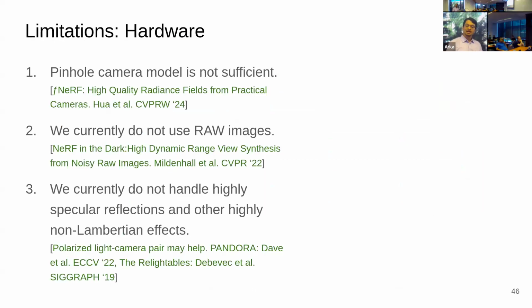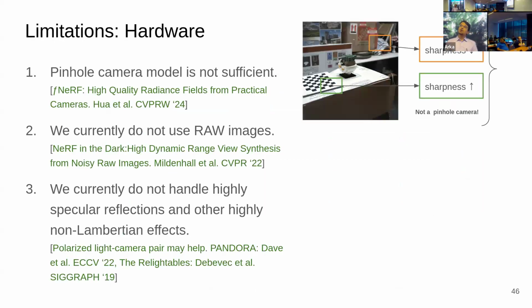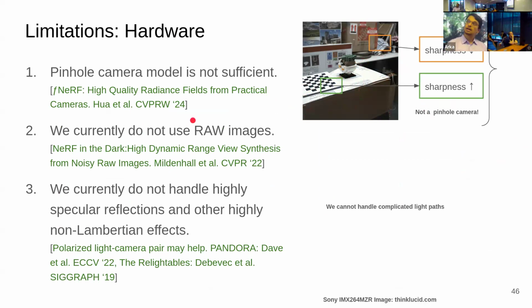Okay. Limitations. Hardware-wise, we use the pinhole camera model, which is not sufficient for the optics that we chose. That is because we have a significant amount of bokeh effect in the captured sequences. The background sharpness is lower, the foreground sharpness is higher. Fortunately, a recent work has come out which proposes a very simple modification to our pipeline that can alleviate this problem. The work is by Hua and colleagues, which came out in a CVPR workshop this year.